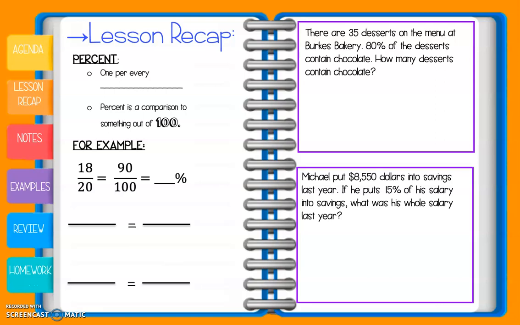Okay, so now let's take a look at some percent proportion problems that are real world problems and how we would set those up, how we would solve those. So again, percent is 1 per every 100. It's just a comparison to something out of 100.